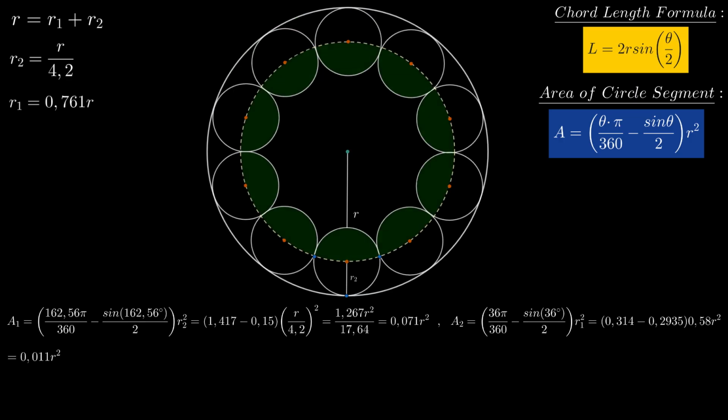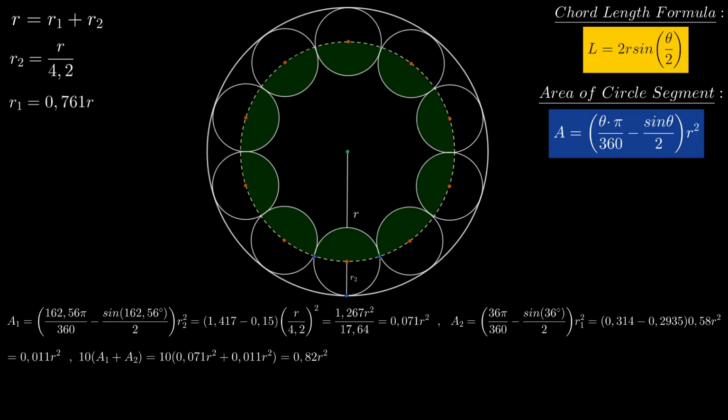And now, this total area here that is highlighted is 10 times A1 plus A2, which is 10 times 0.071 r squared plus 0.011 r squared. And we end up with 0.82 times r squared.